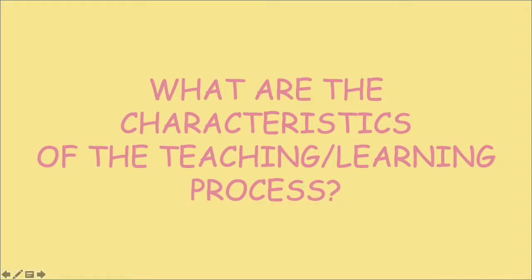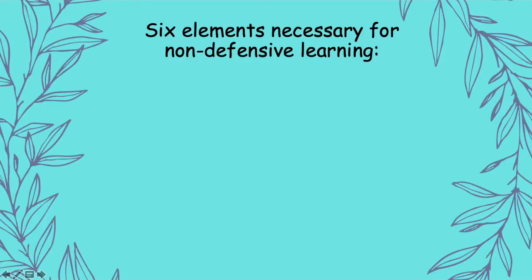What are the characteristics of the teaching learning process? As mentioned before, CLL is a method where the teacher treats their students as a whole person. The result of this approach is what we call non-defensive learning. Curran mentioned that there are 6 elements necessary for non-defensive learning. The first one is security, as I've mentioned before.